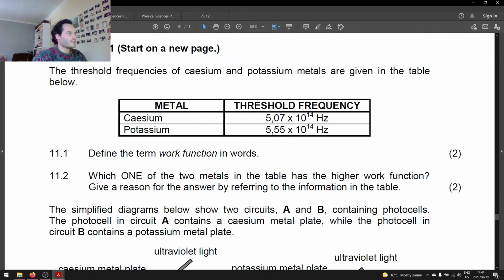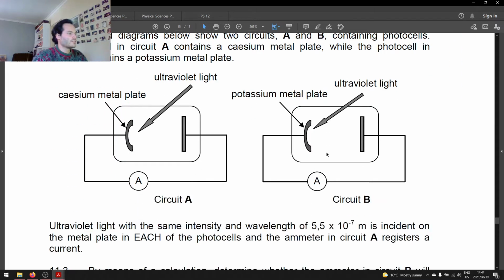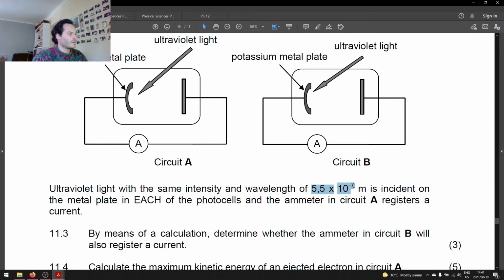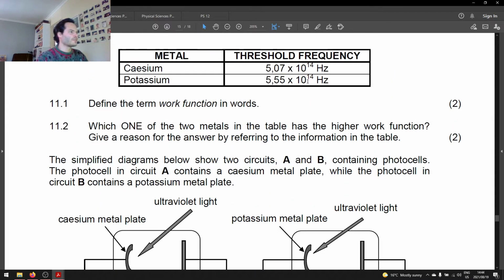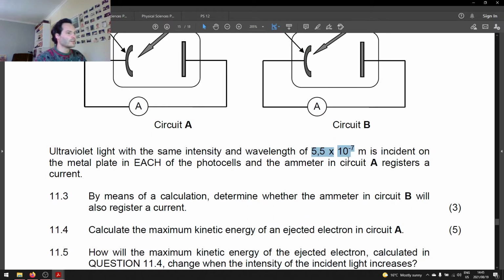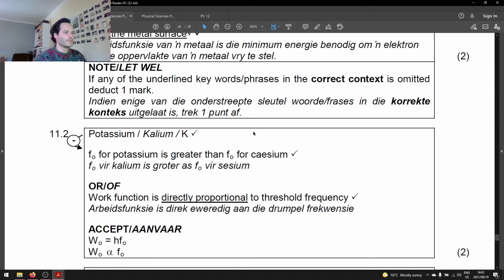I also know that potassium needs a frequency of light of 5,55 times 10 to the power of 14 hertz. So what this forces me to do is determine whether this ultraviolet light with the 5,5 times 10 to the power of -7 meter wavelength is a higher or lower frequency than my threshold frequency. If it's higher than my threshold frequency, photoelectrons will be emitted. If it's lower, electrons are not going to be emitted. So I basically have to convert this wavelength to a frequency. Let's see what they do there.